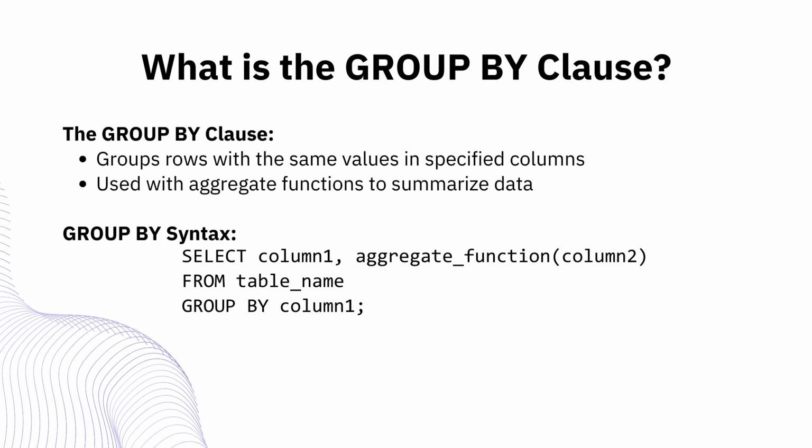The GROUP BY clause is used to group rows that have the same values in specified columns into summary rows. Typically, it's used in conjunction with aggregate functions to perform operations on groups of data rather than on individual rows. For example, you can group all orders by customer ID to calculate the total amount spent by each customer. In the GROUP BY syntax, column 1 is the column to group by. Aggregate function, column 2, performs an aggregate operation on the grouped rows.